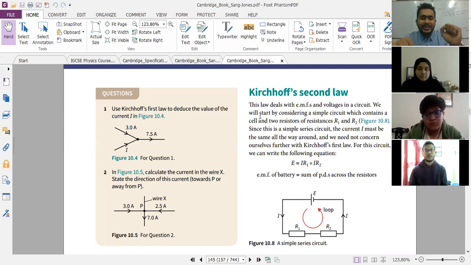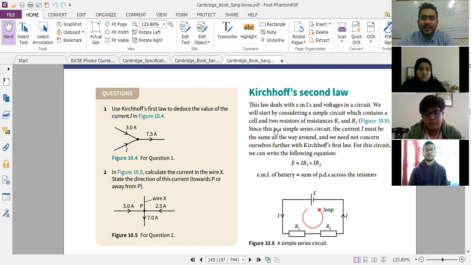Now, why do we say PD across a resistor? Because PD tells us the amount of work done there to transform the electrical energy into another form of energy, right? So actually, we apply EMF and we get PD in the resistors. And the thing is, EMF is equal to the sum of the PDs. And this is actually Kirchhoff's second law.